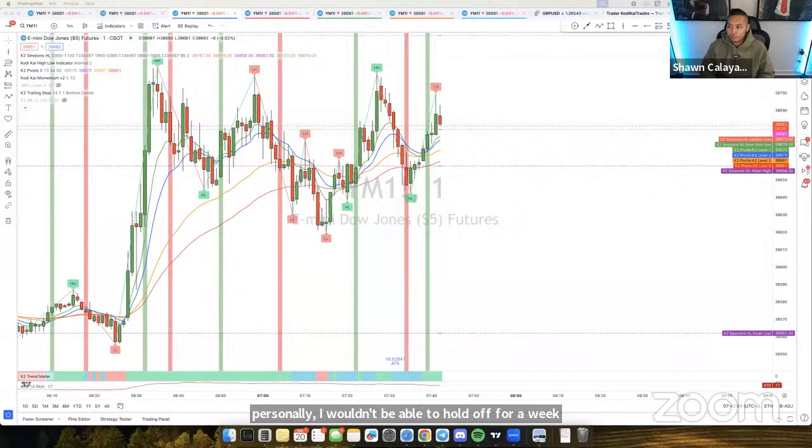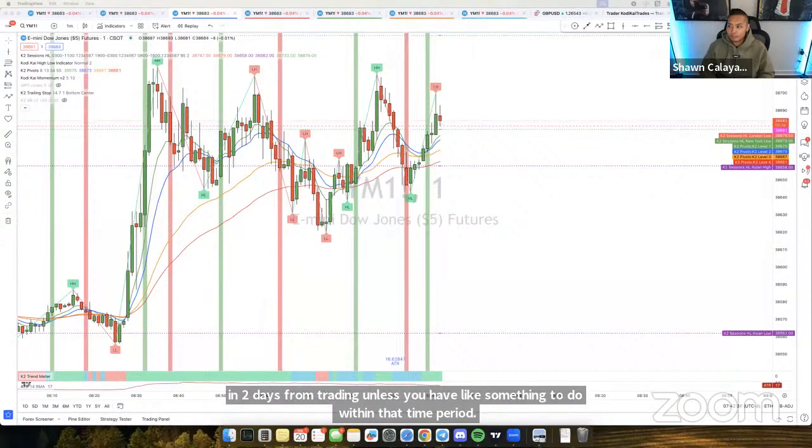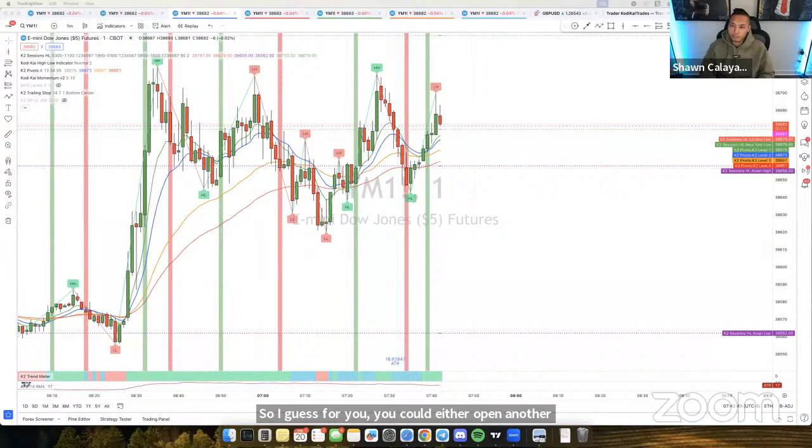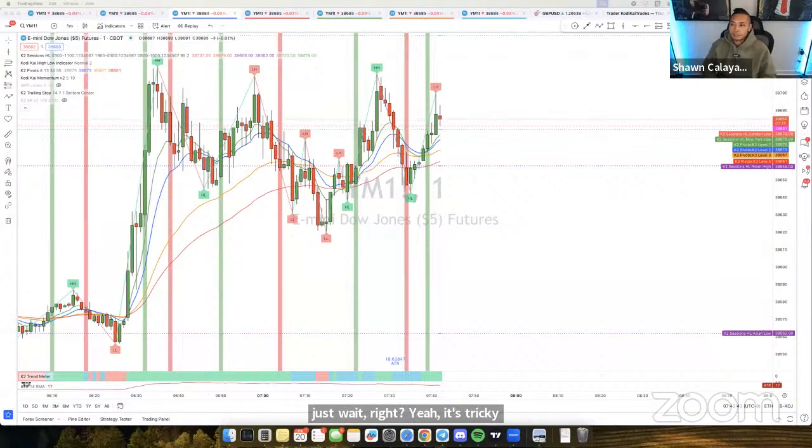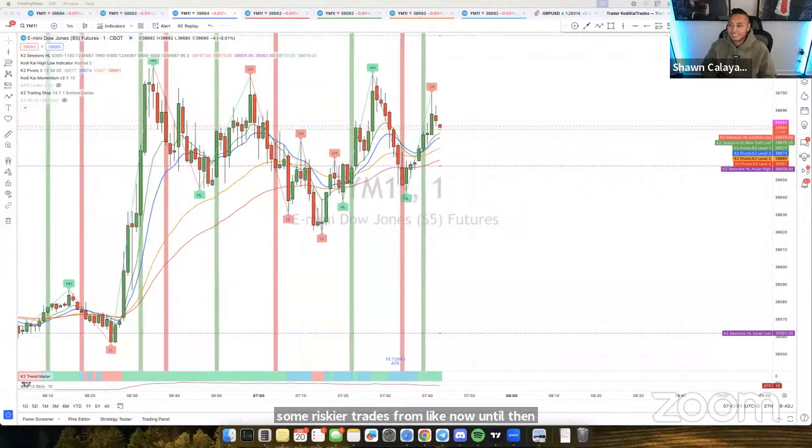So I guess for you, you could either open another account and then get the free reset on the other one, or you can just wait, right? Yeah, it's tricky. When you're a week out, you can't trade for that whole week if you're just waiting for the free reset. Unless you want to pay for the reset and then take some riskier trades from now until then, maybe pass. And if you pass by the 29th, I don't recommend it, but it's possible to pass within a week's time period, then you would not have to pay for the rebuild.